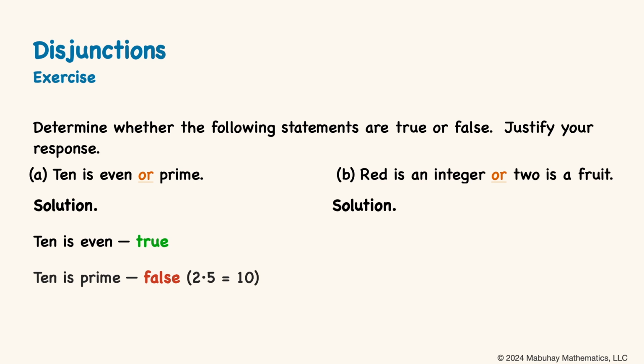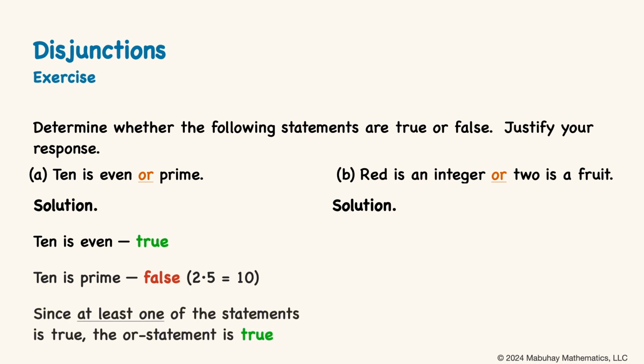Well, 10 can be written as 2 times 5, so 10 has factors other than 1 and itself, so 10 is not a prime number. This one is false. So what about the disjunction? Well, we only needed at least one statement to be true. And so since the first part was true, 10 is even, the overall or statement is true. Doesn't matter that 10 isn't a prime number.